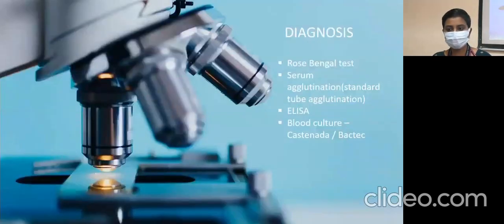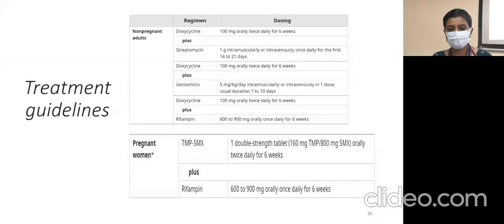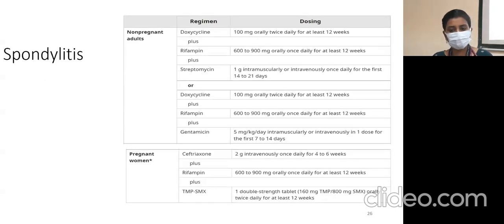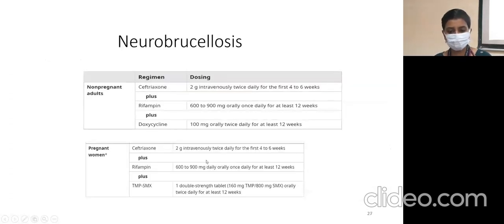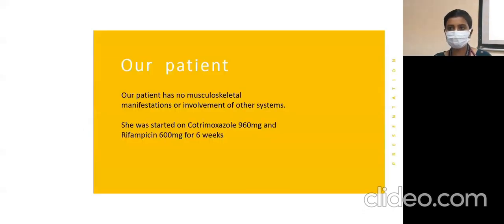The diagnosis is usually by Rose Bengal test, serum agglutination, or blood culture. Our patient had blood culture growth of brucella. As for treatment guidelines for patients who don't have musculoskeletal or other system involvement, for non-pregnant women it's doxycycline plus streptomycin, or doxy plus gentamicin, or doxy plus rifampicin. For pregnant women, it's cotrimoxazole with rifampicin. For musculoskeletal involvement, in addition to the streptomycin group, rifampicin is added for non-pregnant women. For pregnant women, ceftriaxone has to be added. For neurobrucellosis, ceftriaxone is added in both non-pregnant and pregnant women. The treatment is usually for 6 weeks.